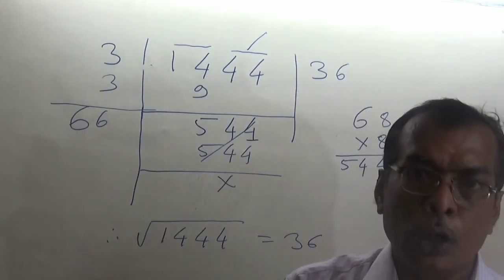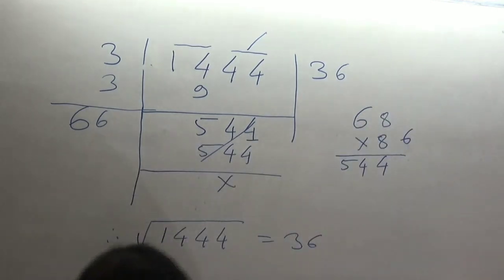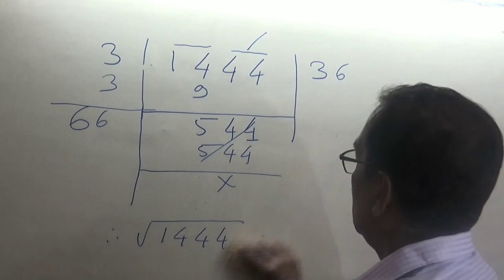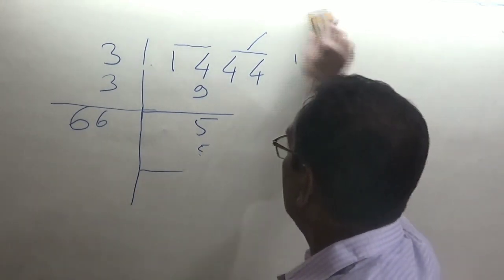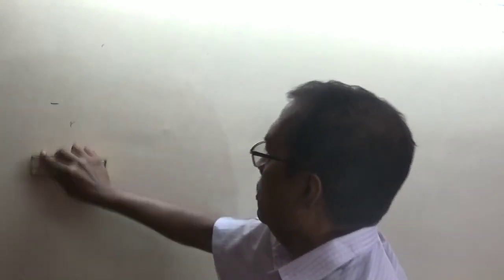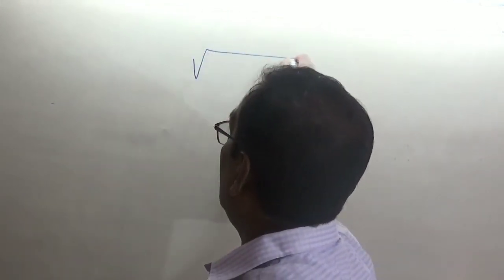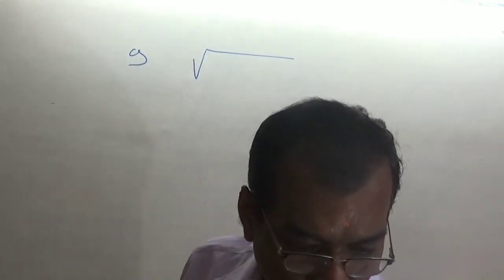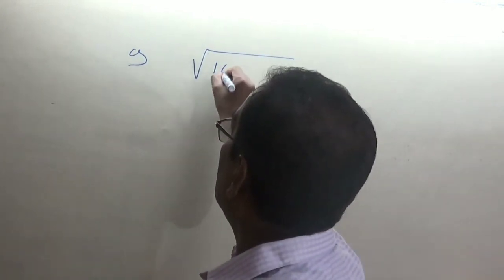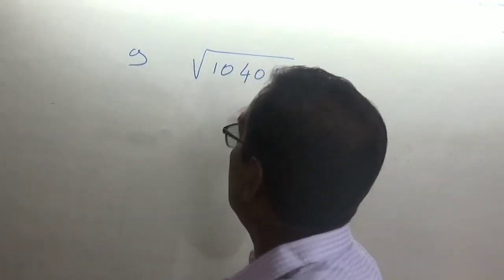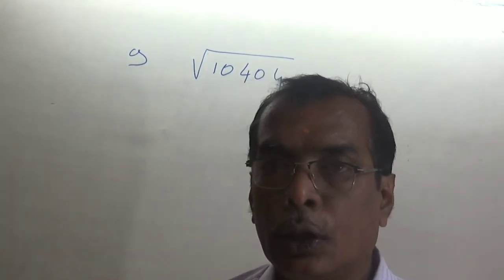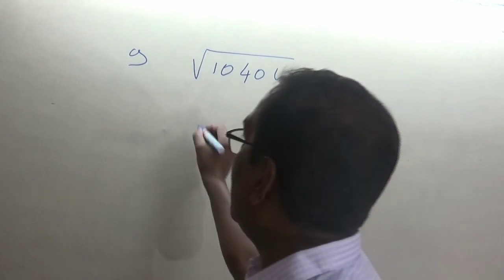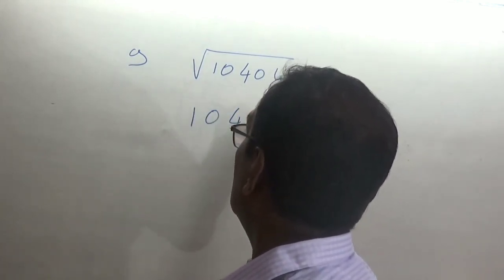Now I am going to consider a few more questions. Next question is, yes, a little bit tricky it is. Looks-wise it is tricky. It is question number 9 from your book. The question is 10404. Same way, same method, same things. Right here, 10404.